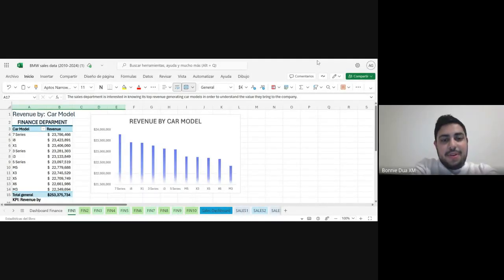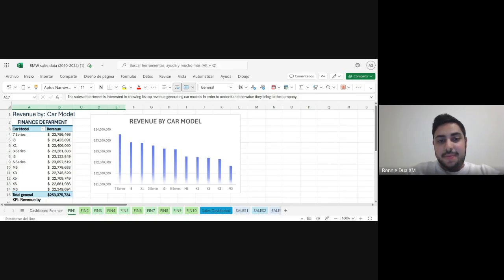Okay, perfect. Our team is going to talk about the BMW sales data. We're going to start with finances. On finance number one, about the car model, the KPI is that the sales department is interested in knowing its top revenue generating car models in order to understand the value they bring to the company.